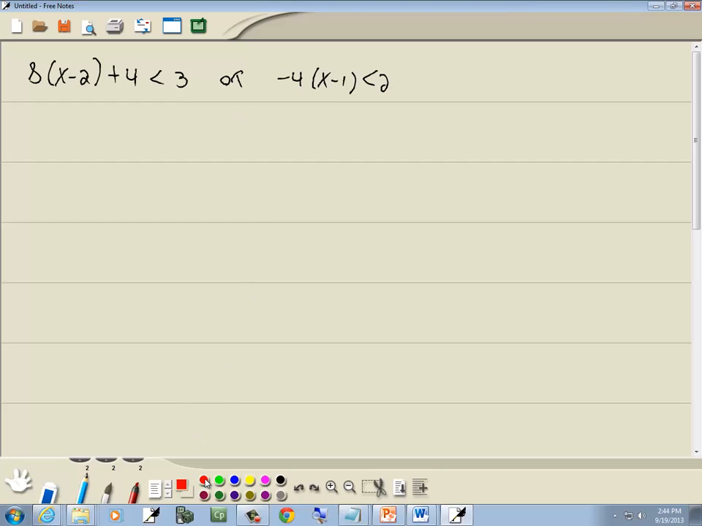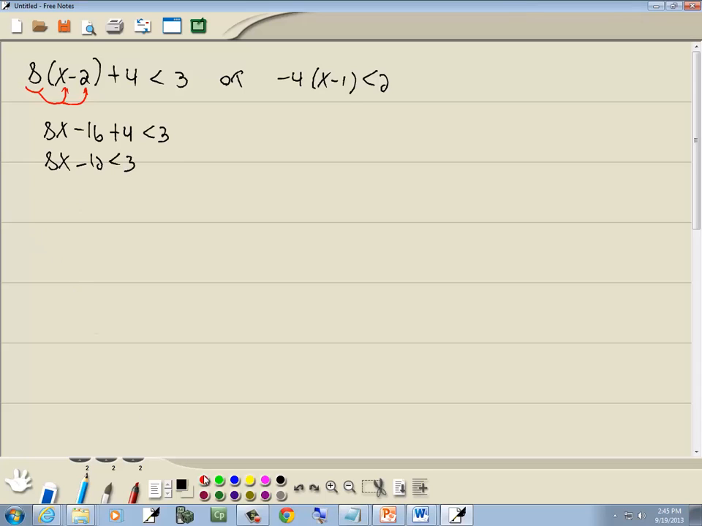Well, our first step, get rid of parentheses. We're going to take the 8, multiply it times the x, and times the negative 2, using the distributive property. 8 times x is 8x, 8 times negative 2 is negative 16, plus 4 is less than 3. Our note up at top said at any step combine together numbers. Negative 16 plus 4 is negative 12, it's less than 3.